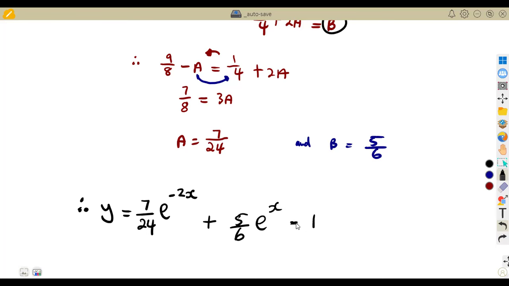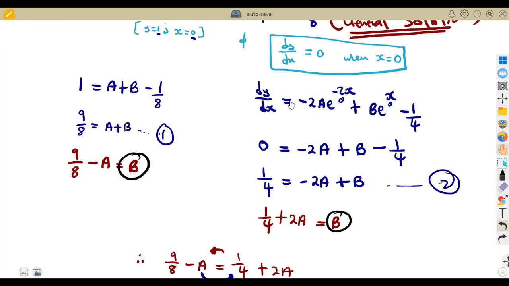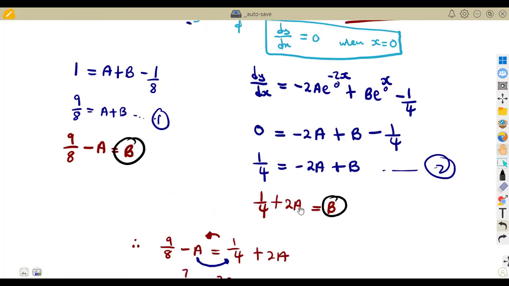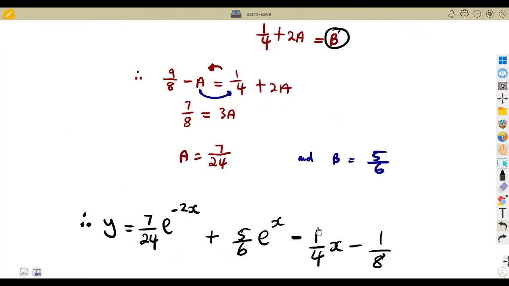That minus 1 over 4, there was a minus 1 over 4x there, and a minus 1 over 8. You are just substituting here. Where there is A and where there is B, the rest remains as it is. So this now is your particular solution. By finding A and B, you now have what is called the particular solution. Not the particular integral, the particular solution. Particular integral is something else, that yp there. We use that particular integral, sorry, that yp. So it's different from this.